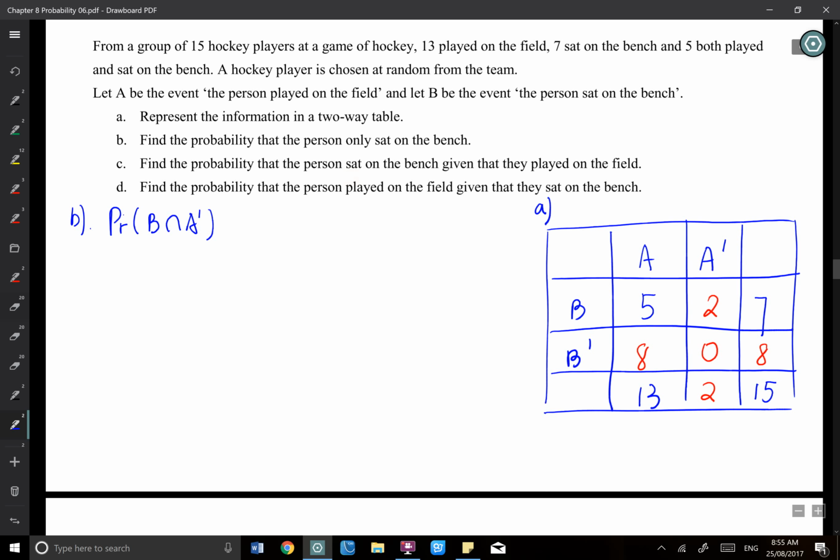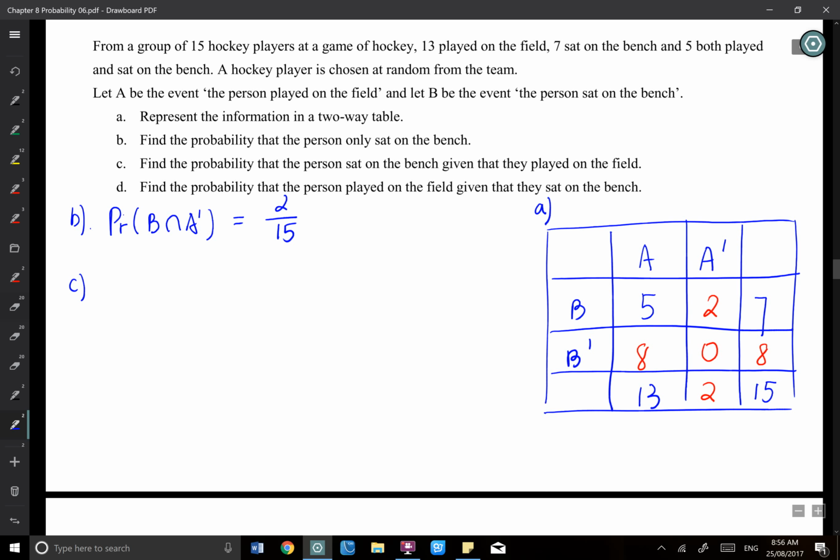B intersects A dash. That's 2, so that's 2 over 15. Yeah, 2 over 15. I see some of you put that into decimals. Do not put that into decimals because it's not a divisible number. It's not like 0.3 or something. So do not do that. You have infinitely many decimals and you can't represent it in the exact way unless the question asks you to do so.